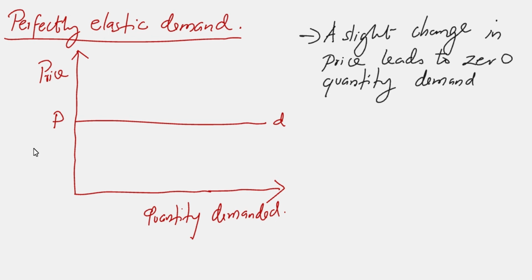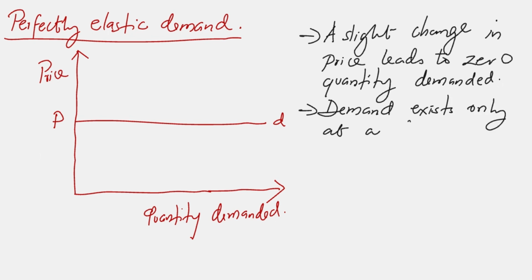We are saying that in reality this may and will not be possible. So we say that slight change in price leads to zero demand or change in demand. Then we say that the demand will only exist at a fixed price, which is P. Try to increase the price and you say that there is no demand there. That is impossible in reality.